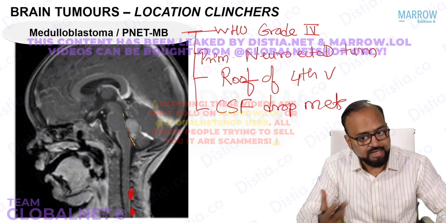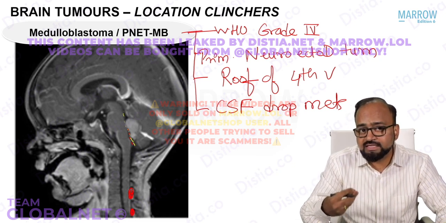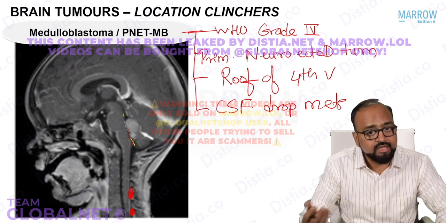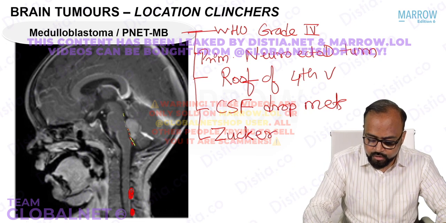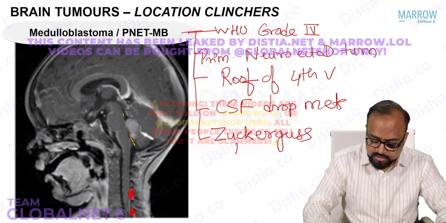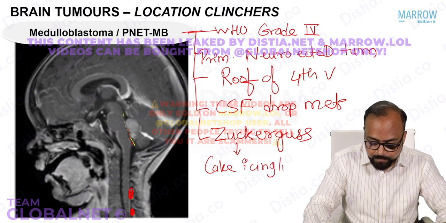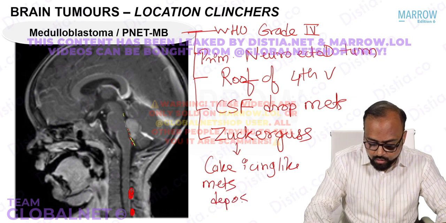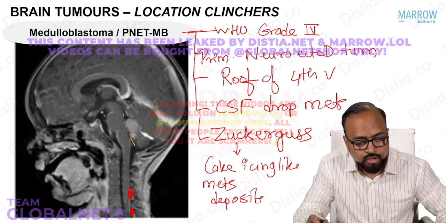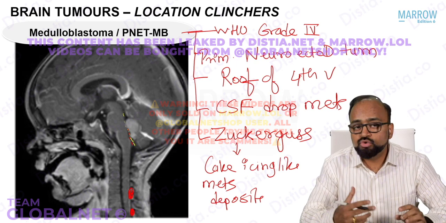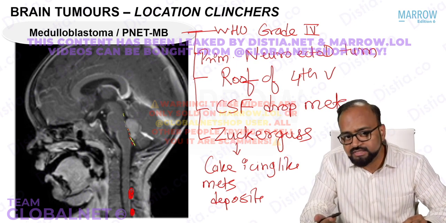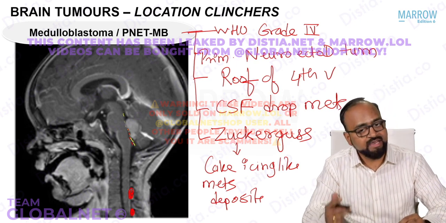When you give contrast, it enhances. These look like cake icing like deposits. This is given a name. This is what is called Zuckerguss. What is Zuckerguss? Zuckerguss is nothing but these cake icing like metastatic deposits along the surface of the spinal cord due to CSF dissemination. So in medulloblastoma cases, craniospinal irradiation is used as a management strategy because this particular tumor is a very aggressive tumor.